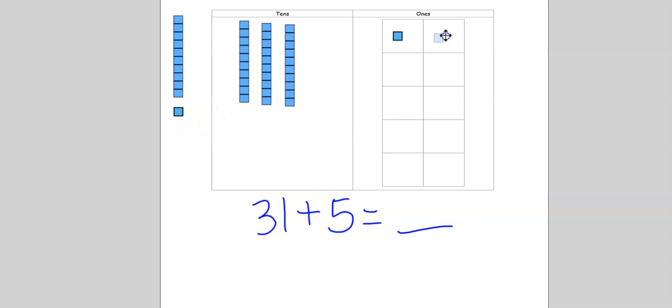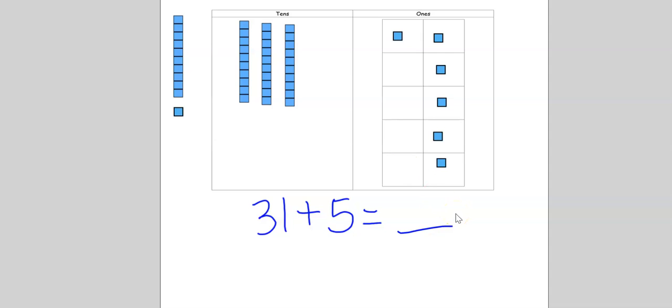All right, you ready? 1, 2, 3, 4, 5. So I'm noticing that I have some 10s here and some 1s. So how many 10s do I have? I have 3 10s, don't I? So how much does that equal? 10, 20, 30. So 30. And how many 1s?